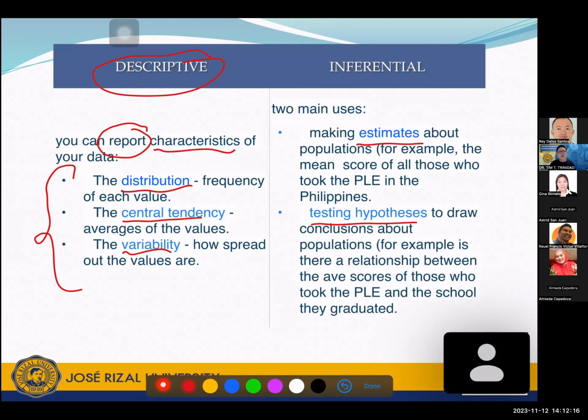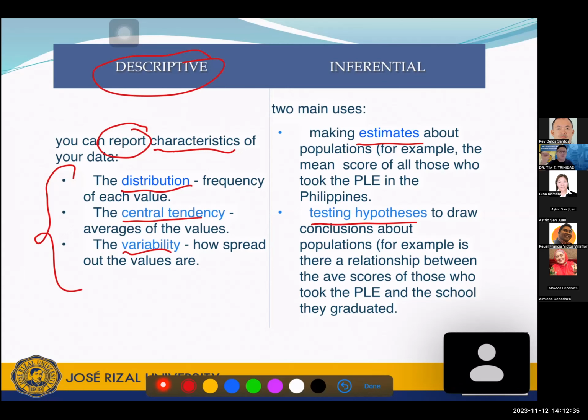Question. What are the information that you are going to provide when you use descriptive statistics? Distribution, central tendency. Okay. What are the different types of distribution?